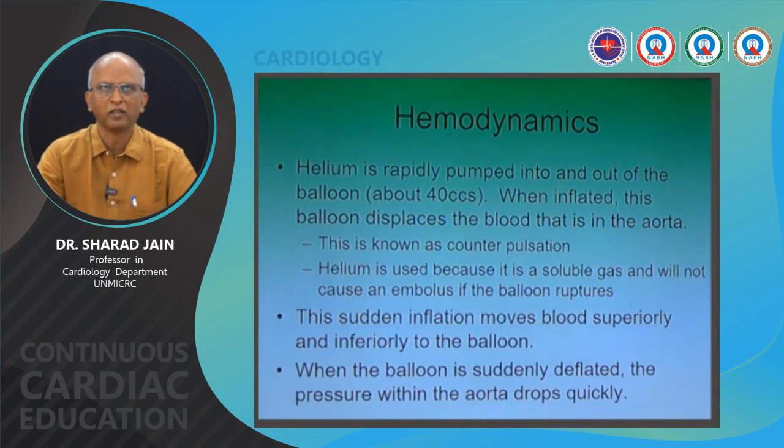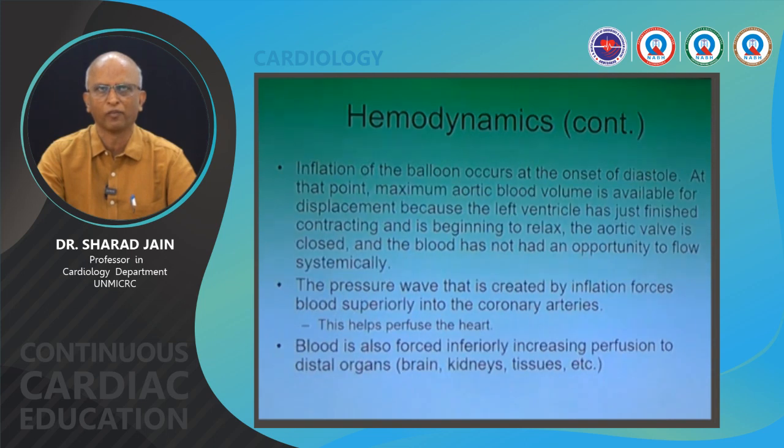Coming to the hemodynamics, helium is rapidly pumped into and out of the balloon through the helium pump. When inflated, the balloon displaces the blood that is in the aorta. This is known as counterpulsation. Why is helium used? It is used because it is a soluble gas and will not cause an embolus if the balloon suddenly ruptures. Sudden inflation of the balloon moves blood superiorly and inferiorly to the balloon, and when the balloon is suddenly deflated, the pressure within the aorta drops quickly, which reduces the afterload.